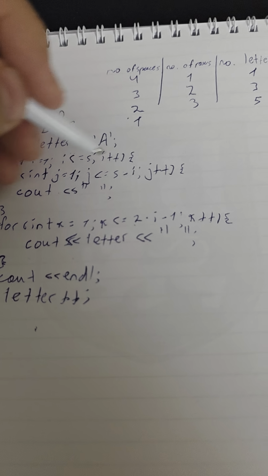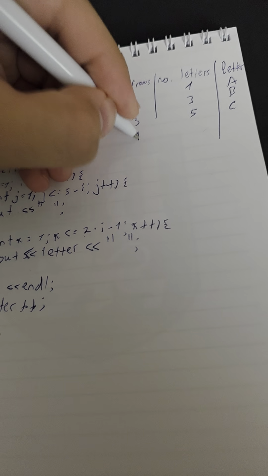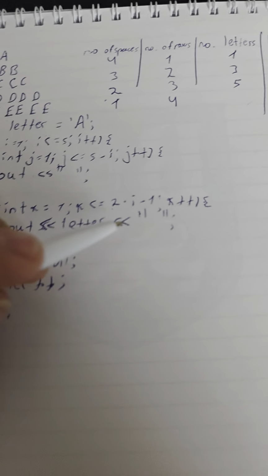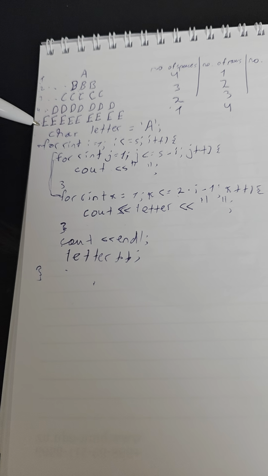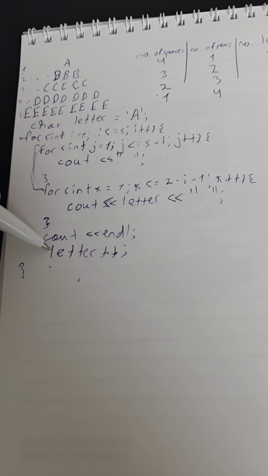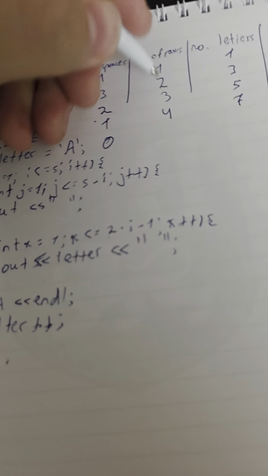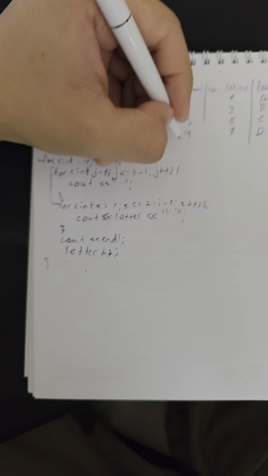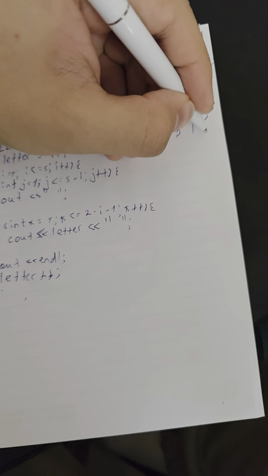5 minus 4 equals 1, and right here the number of rows will increase, so that's 4, and the number of letters here will be 7, and letter plus cout endl, the code again, the next row, and letter plus plus, it will be D. And for the last, the number of spaces will equal 0, so the number of rows will equal 5, and the number of letters will be 9, and the last letter will be E.